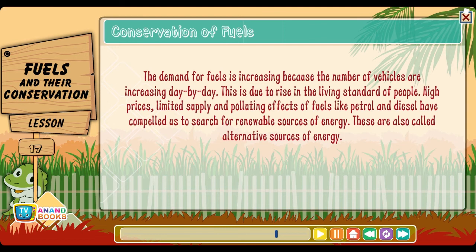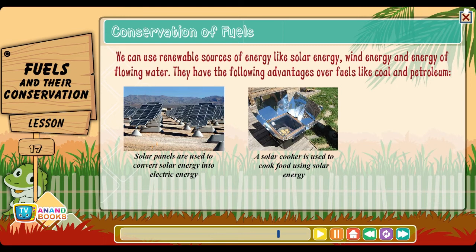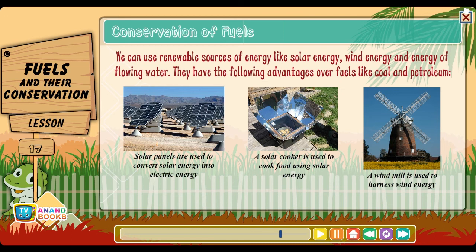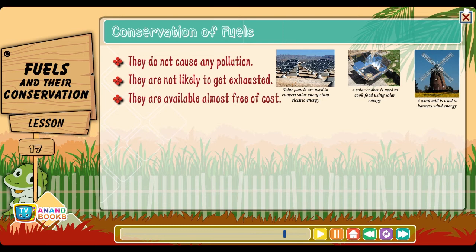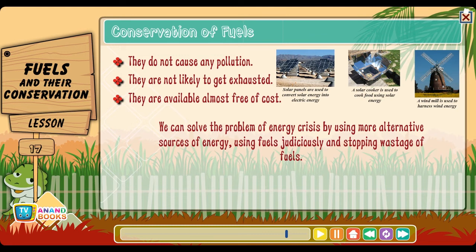We can use renewable sources of energy like solar energy, wind energy, and energy of flowing water. They have the following advantages over fuels like coal and petroleum. They do not cause any pollution. They are not likely to get exhausted. They are available almost free of cost. We can solve the problem of energy crisis by using more alternative sources of energy, using fuels judiciously and stopping wastage of fuels.